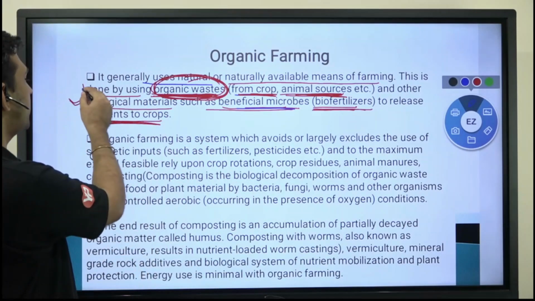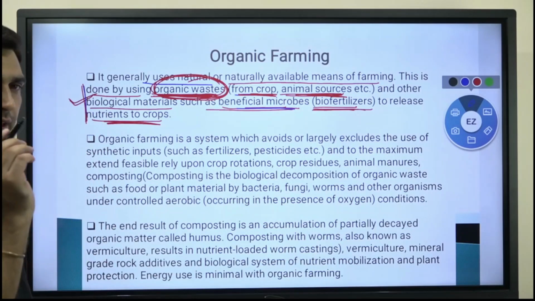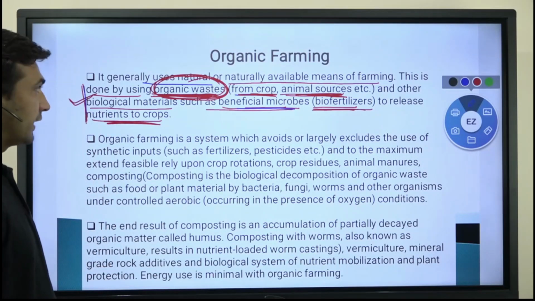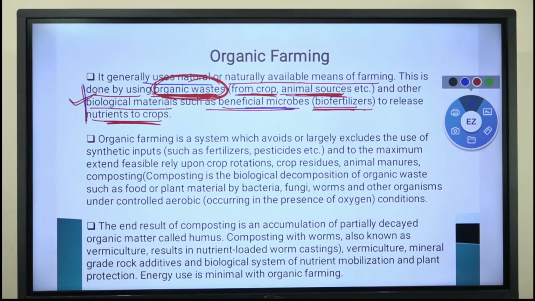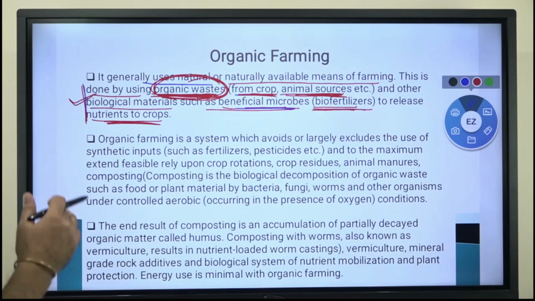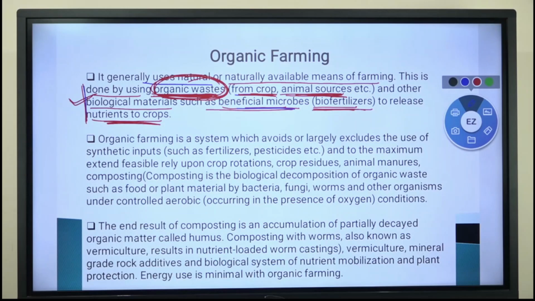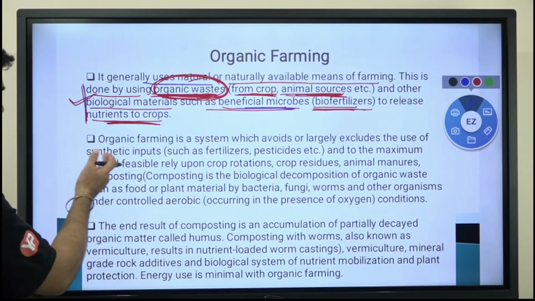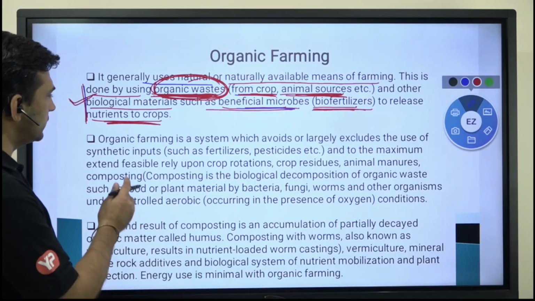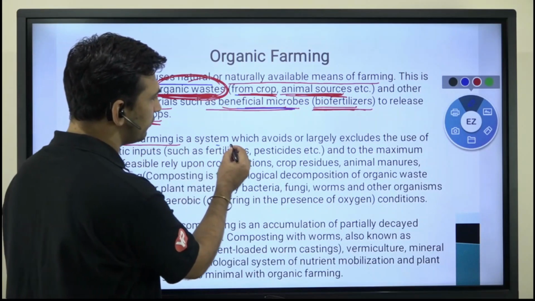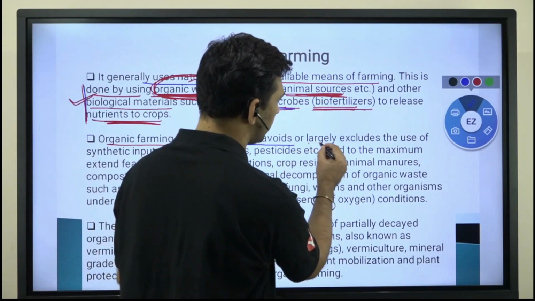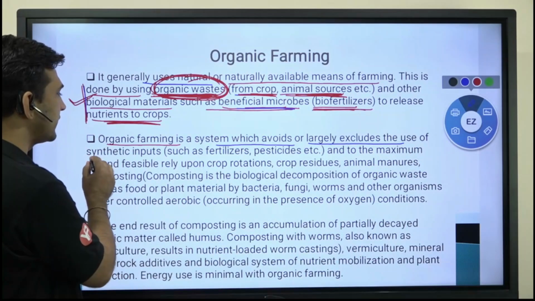So the first part that we say is related to fertilizer, and all the fertilizer that we are going to use is beneficial to the environment, and whatever we make use of is basically available naturally in the environment. We can discuss a few more things on this. Organic farming is a system which largely avoids or excludes the use of synthetic inputs.